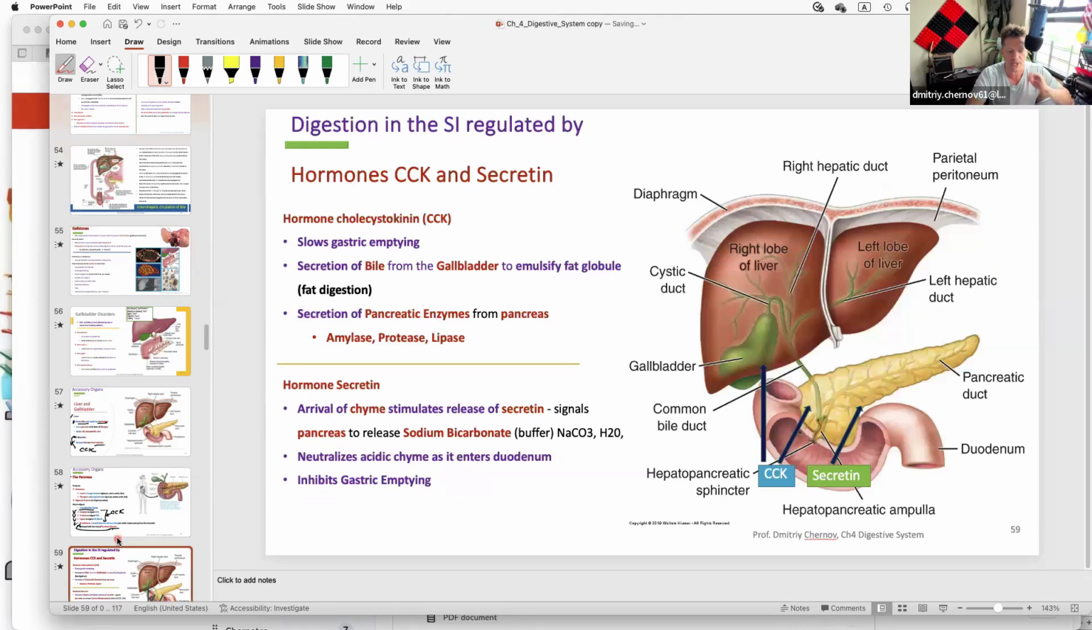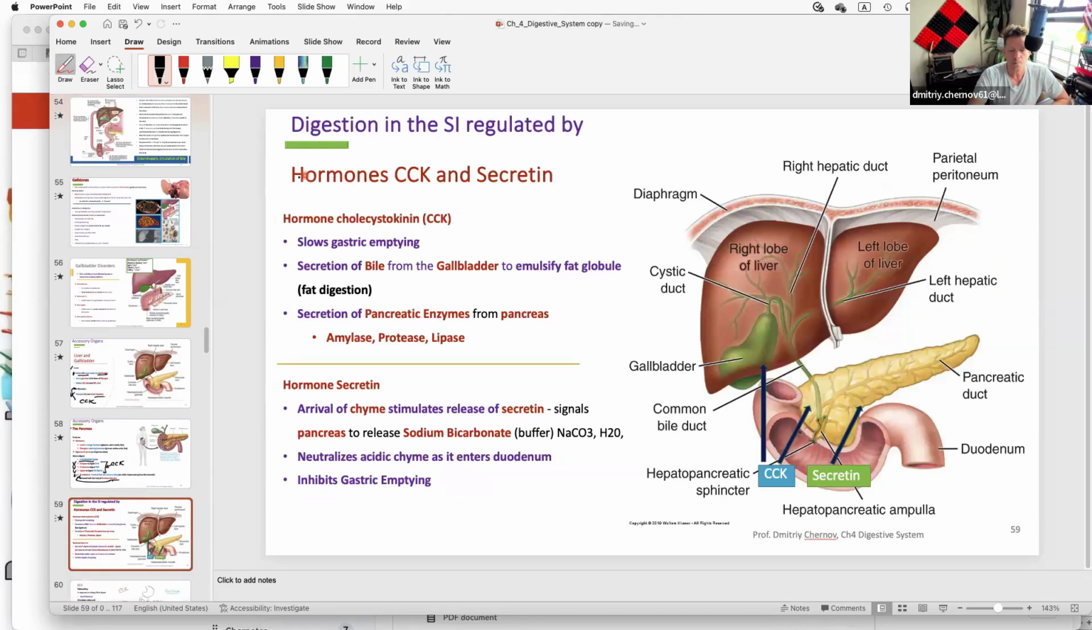It's actually here in slide 59. The hormone CCK releases bile from the gallbladder. And secretin releases sodium bicarbonate, just the bicarbonate buffer. And obviously CCK also releases these enzymes from the pancreas.